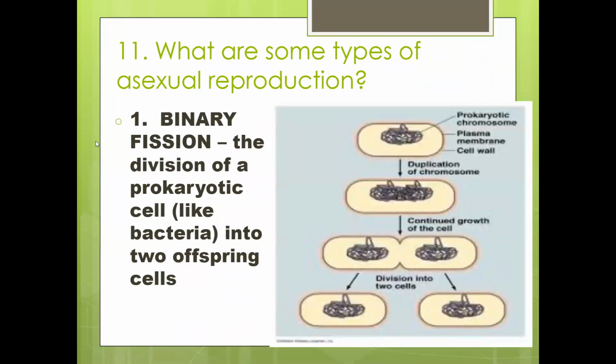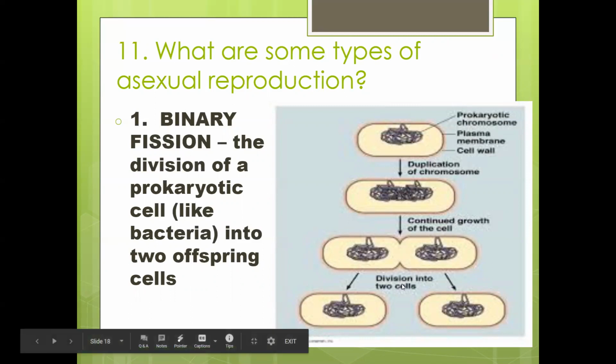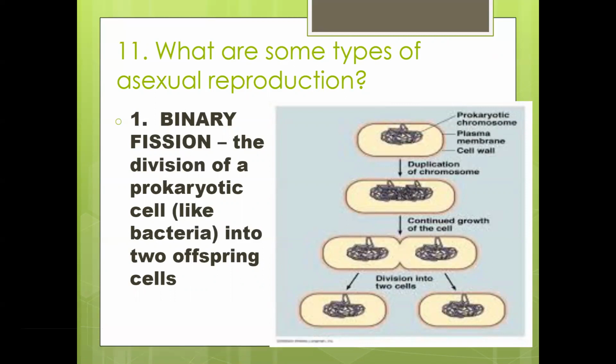So there's some different kinds of asexual reproduction. Binary fission is one example, and that's the division of a prokaryotic cell like bacteria. And binary fission is very, very simplistic. All that really happens in binary fission is your chromatin or chromosome or whatever that is going to make a copy of itself, and then the cell divides in half. And that's really it. Copy of DNA, cell divides in half.